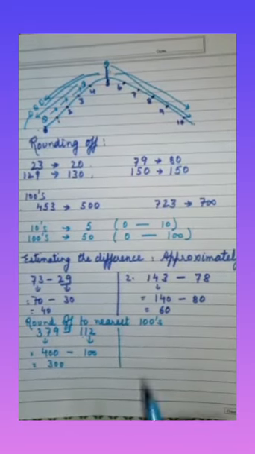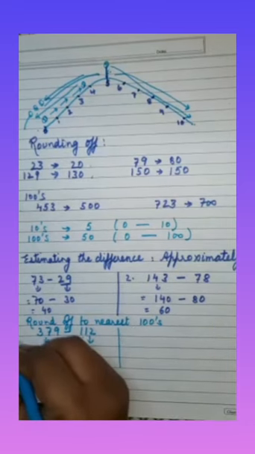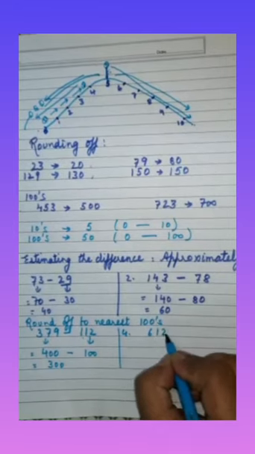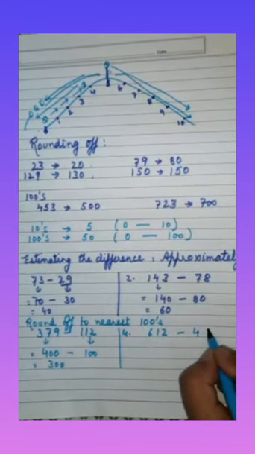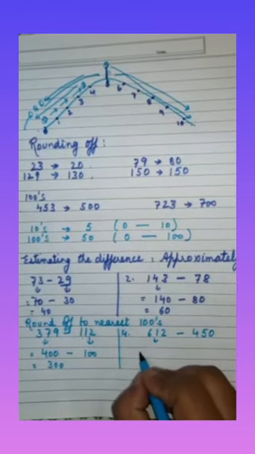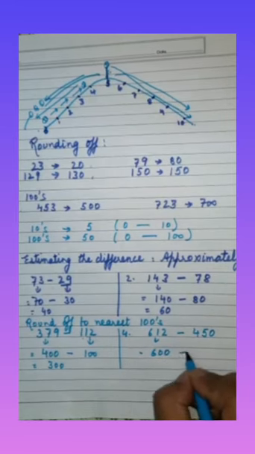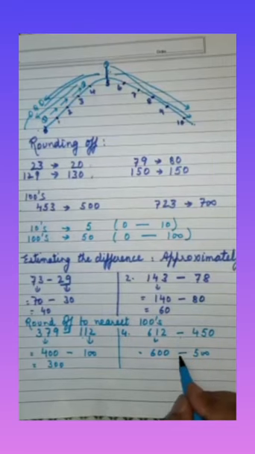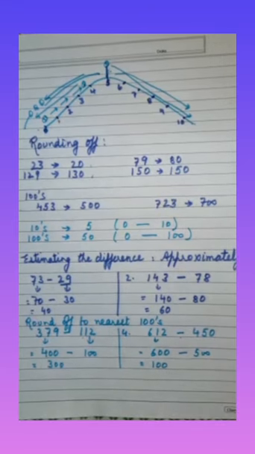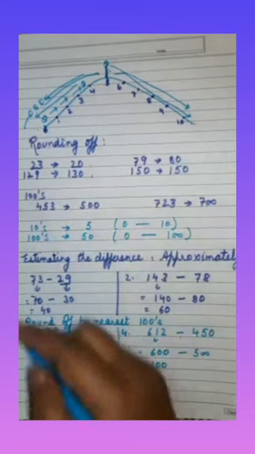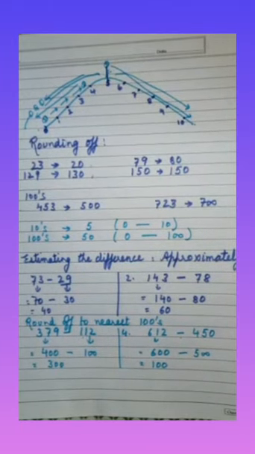Let's take one more example. 612 minus 450. Okay, 612 becomes 600. 450 becomes 500, and since the sign of minus was there, I have used this only. So 600 minus 500 becomes 100. Is it okay, students? This is how we do estimating the difference.